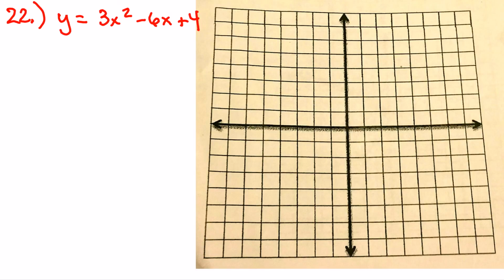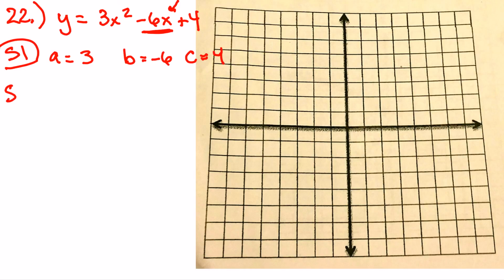You're not going to use the parent function part because now that we have something going on in the middle, it's going to move your graph around, and you can't just use negative 2, negative 1, 0, 1, and 2. So step 1 is to just find A, which is 3, B, which is negative 6, and C is 4. Step 2 says you're going to use this formula, x equals the opposite of b all over 2a.